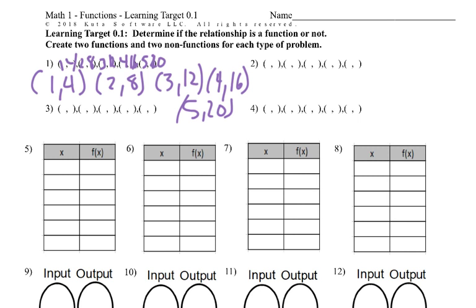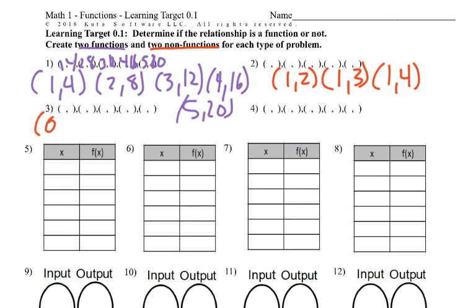So if you want to make something that's not a function, I'll do those in red. So non-functions would be something like 1, 2, 1, 3, 1, 4. Okay, now we've got some inputs here that have different outputs for the same input. Okay, that's when it's bad.